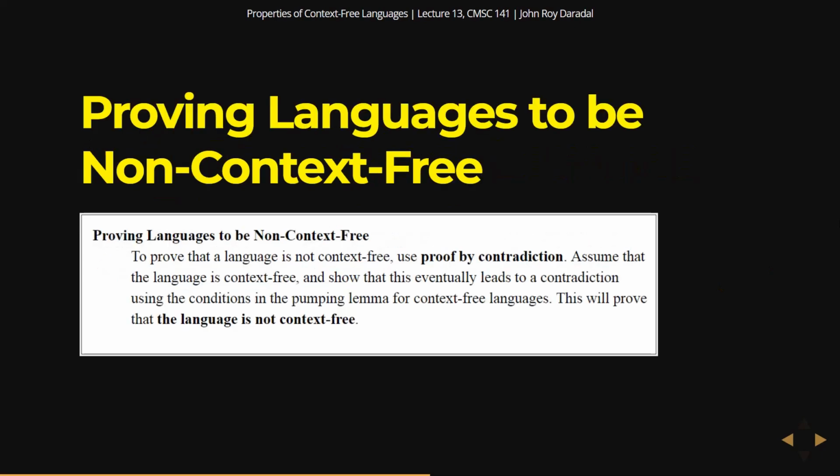So now how will we use this to prove languages to be non-context-free? Well, we'll use the same approach as we did in the regular languages. To prove that a language is not context-free, we will use proof by contradiction. Assume that the language is context-free, and then show that this eventually leads to a contradiction using the conditions in the pumping lemma for context-free languages. This will prove that the language is indeed not context-free.